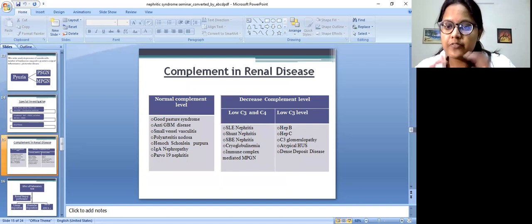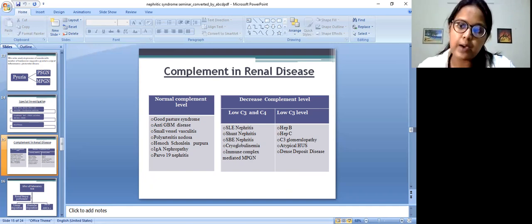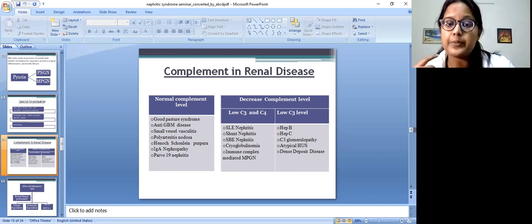Whenever there is antigen antibody reaction and that immune complex deposition in the nephron, that will cause decreased complement system, because antigen antibody reaction, they activate the complements, they used up the complement protein, which decreases their levels in the blood. For example, lupus, cryoglobulinemia, hepatitis B, hepatitis C associated glomerulonephritis.